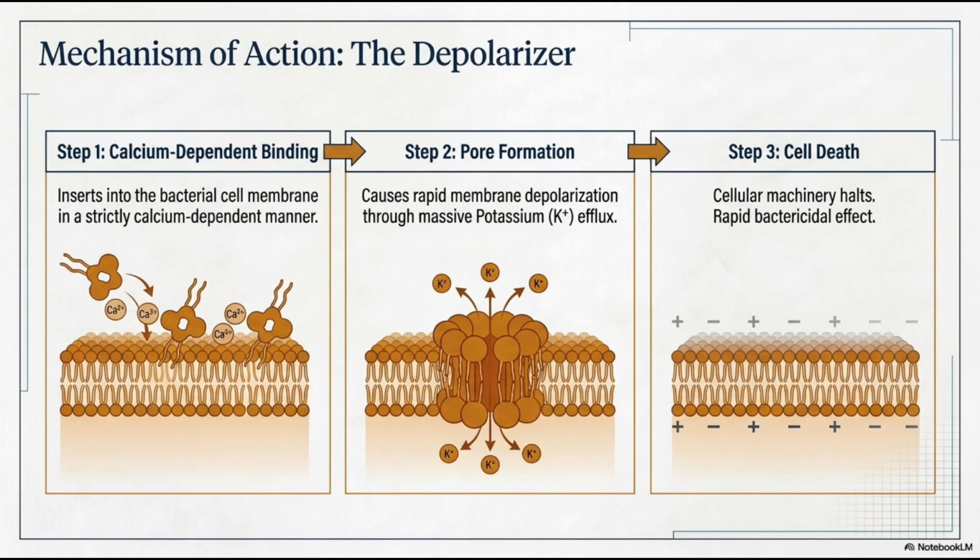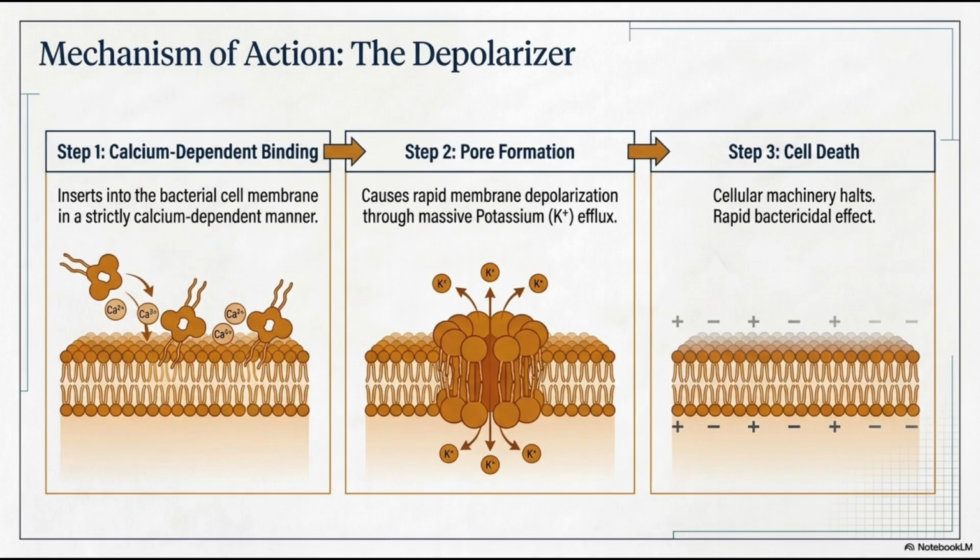Yeah, it has this lipophilic tail that physically inserts itself into the bacterial cell membrane. And that insertion causes rapid depolarization, so massive potassium efflux. Exactly. The bacteria basically lose their membrane potential and just die without necessarily lysing. Which is brilliant for minimizing the release of inflammatory toxins, right?